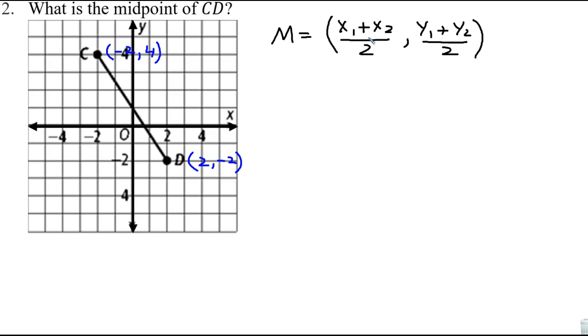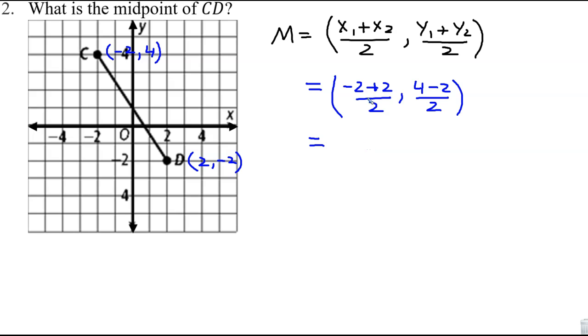x1 plus x2 just means add the two x coordinates together. And it doesn't matter what order I do that in. I can pick an order. There's no rule for which of these 2 points is the first point and which one's the second. So we'll just plug them in. I'll go -2 plus 2 over 2, comma, and then we'll stay in the same order for the y. Since I went C plus D for the x, we'll go C plus D for the y. So y plus y will be 4 plus -2, in other words 4 minus 2, over 2.